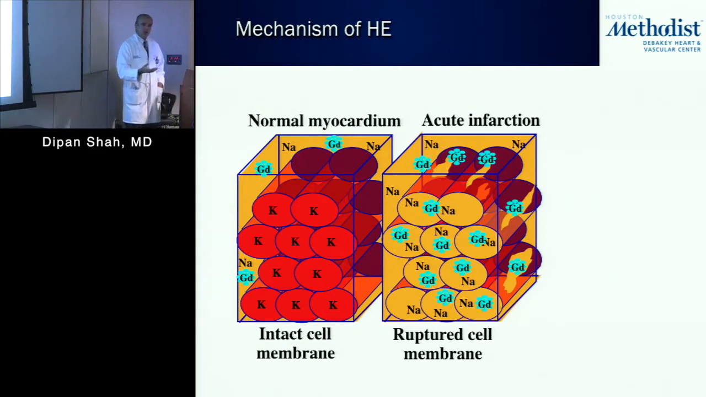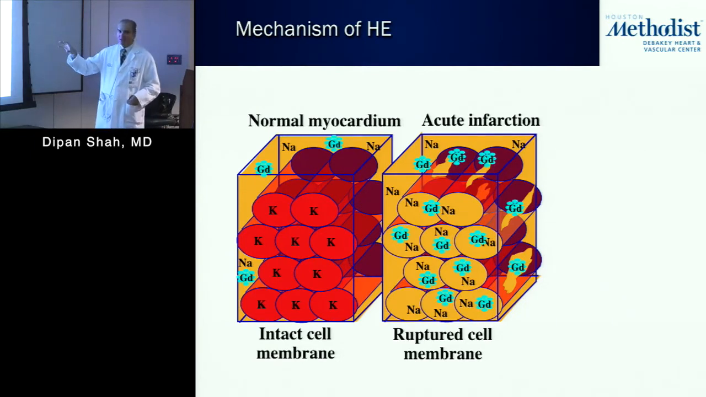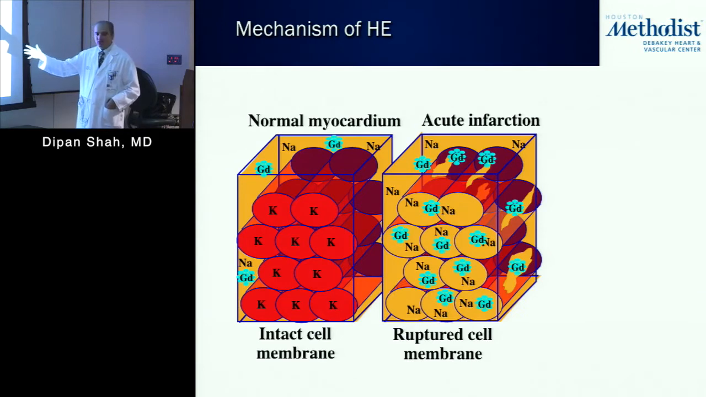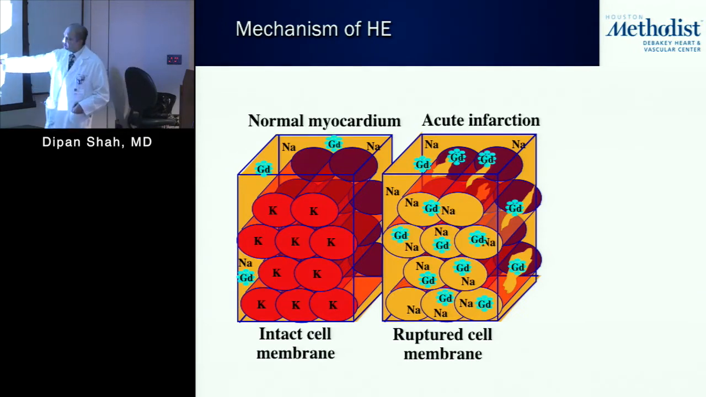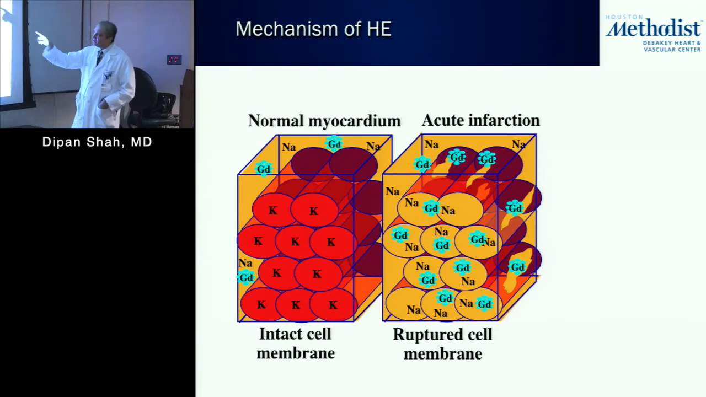Because if you think about it, histopathologically, an acute infarct and a chronic infarct are actually very different. But the underlying mechanism seems to be that if you have normal myocardium, then when you give gadolinium, gadolinium is an extracellular contrast agent, so it's going to distribute to the extracellular space. So in the setting of a normal heart with intact cell membranes, there's really a very small amount of extracellular space, and therefore there's very little room for gadolinium to distribute.